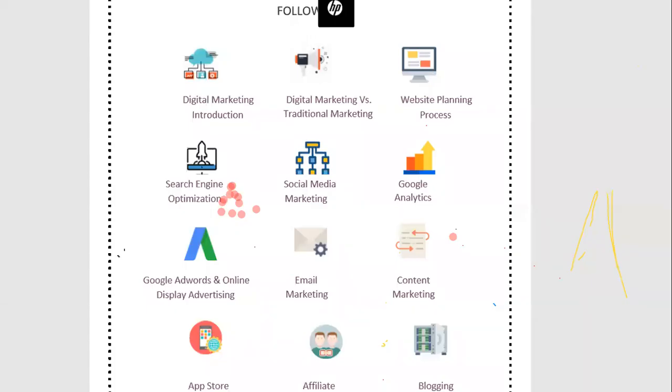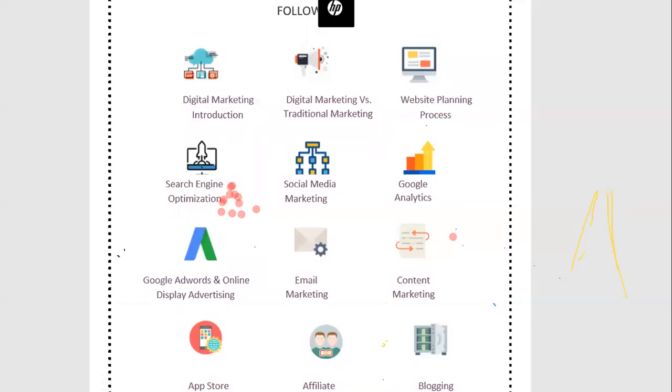We are looking at digital marketing versus traditional marketing. We are looking at website planning processes. We are going to look at search engine optimization, search engine marketing. We are looking at Google Analytics in detail. We are looking at Google AdWords and online display ads. We look at email marketing, which is very important. We are going to look at content marketing.